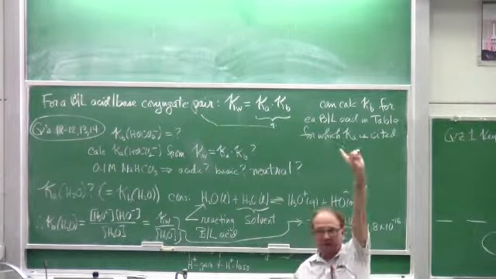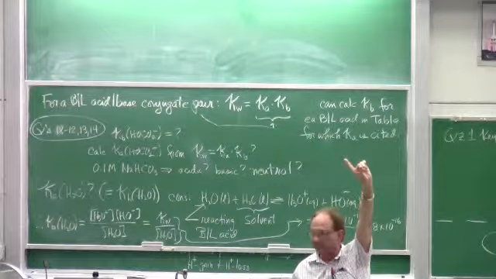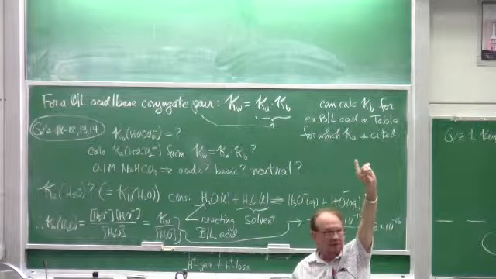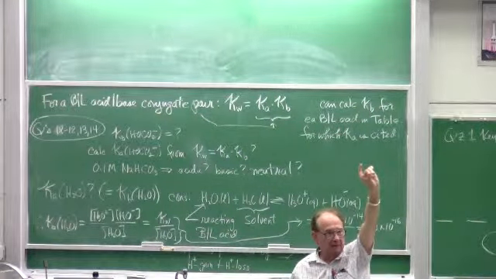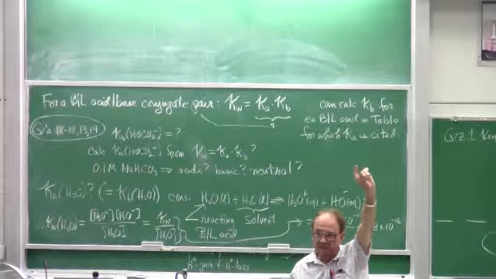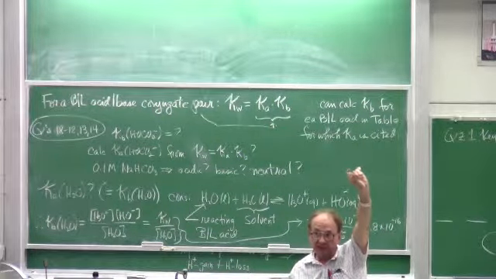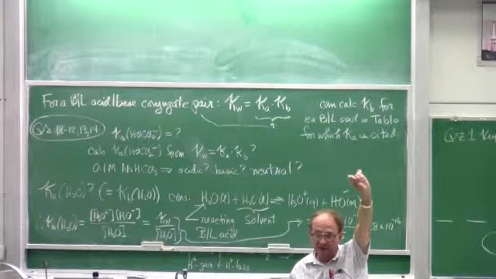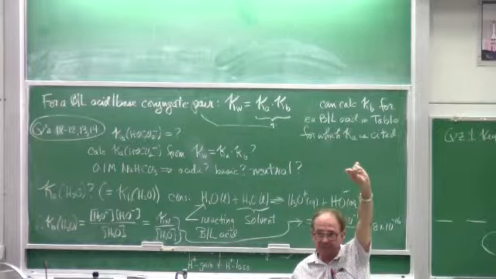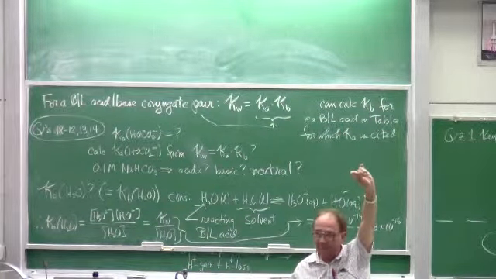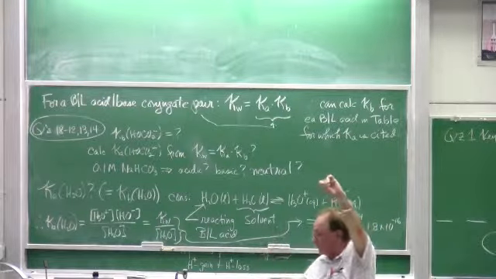How many vote neutral? All right. That means it's acidic or basic. How many vote acidic? I'm looking around. My magic camera is running.